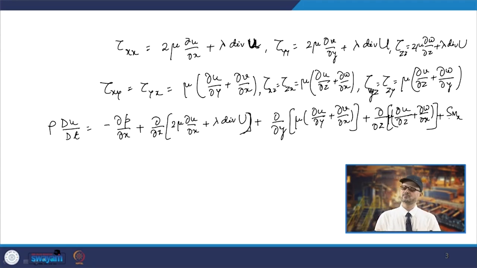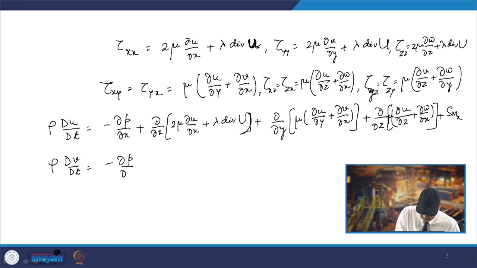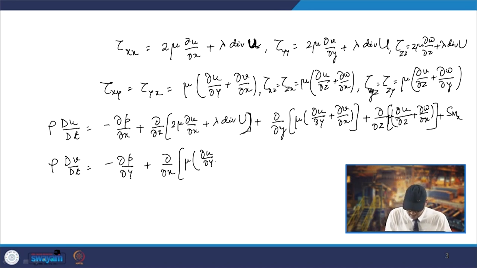So this was the momentum equation, and this is what you get for the x momentum equation. Similarly, for the y momentum equation, you get rho of ∂v/∂t, which will be minus ∂p/∂y, and then the terms will come like that. You will have ∂/∂x of mu times (∂u/∂y plus ∂v/∂x).